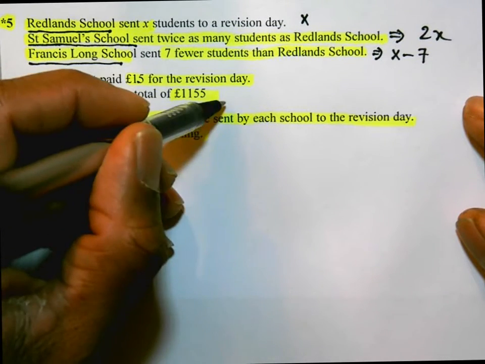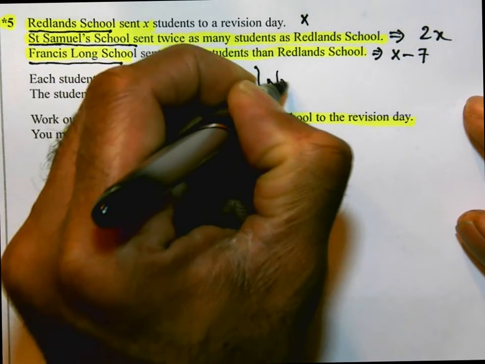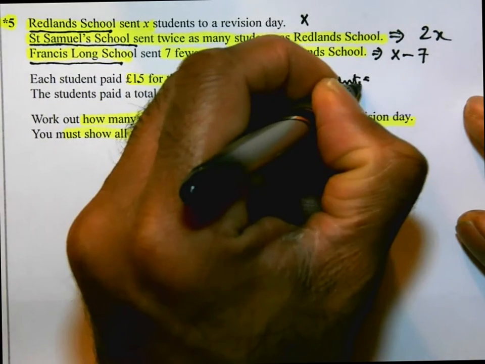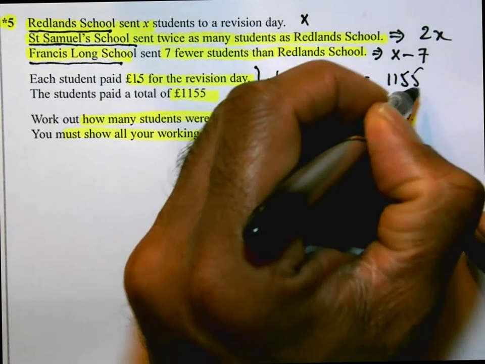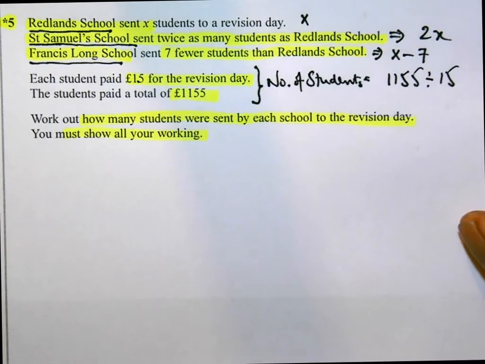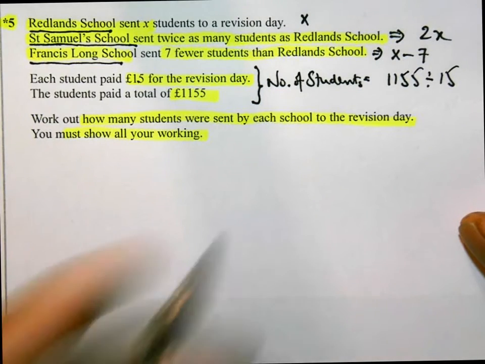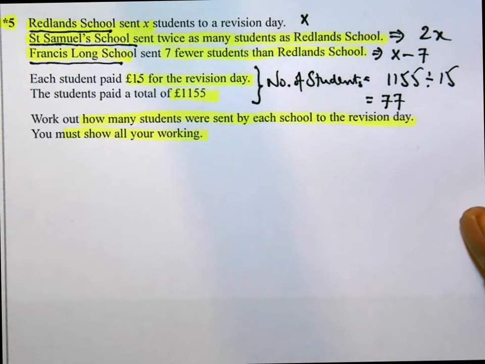Looking at the next bit of information, each student paid £15 for the revision day, and altogether they paid £1,155. From this, I could work out the number of students who went altogether, which is 1,155 divided by 15. Remember this is a calculator paper, so I can use my calculator. 1155 divided by 15 gives me 77.